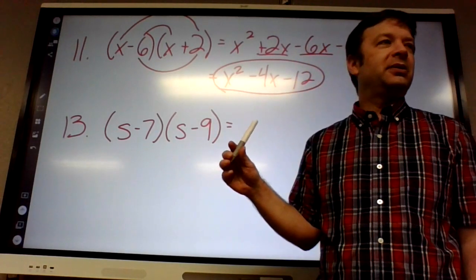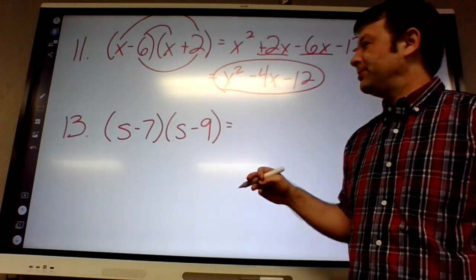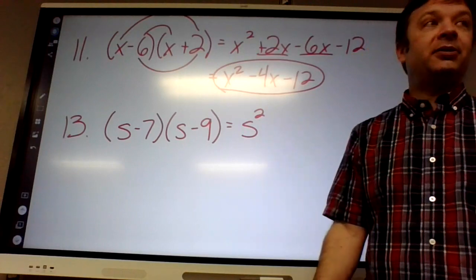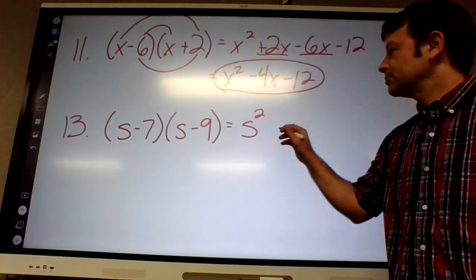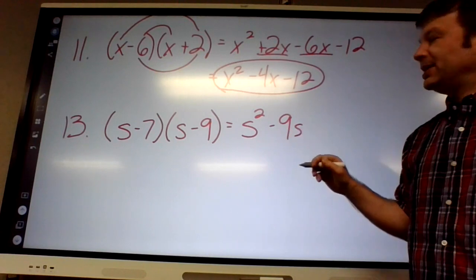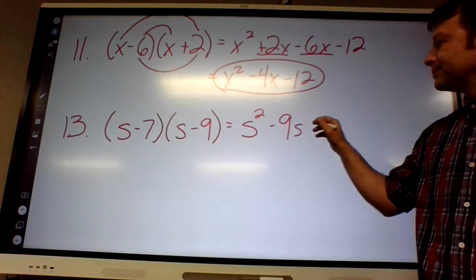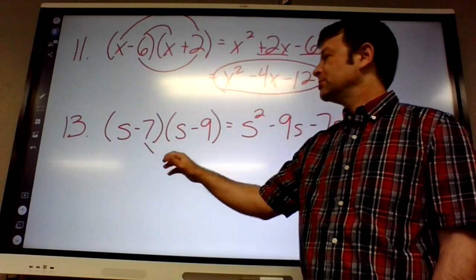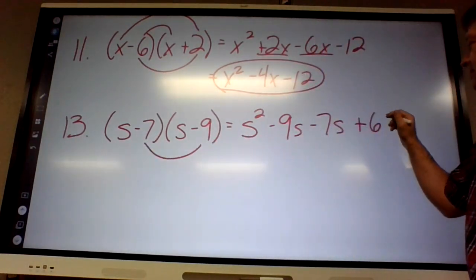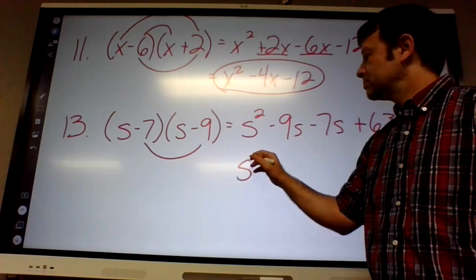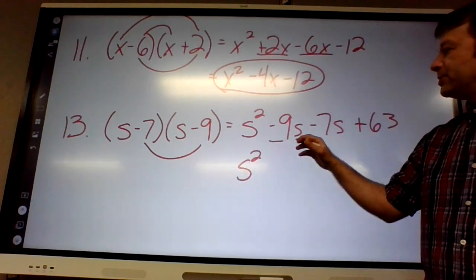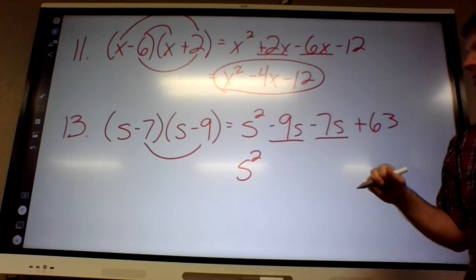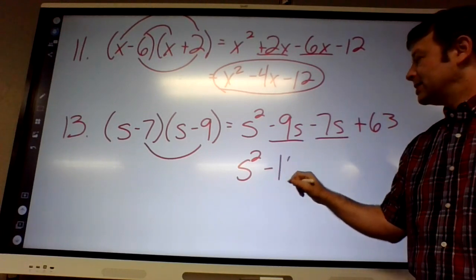All right. Carolyn, what's the first going to be? What's the outside going to be? Negative 9s. What's the inside going to be? Negative 7s. And what's the last going to be? Plus 63. Okay, and then the middle two terms, negative 9s minus 7s. Negative 16s. Yes.